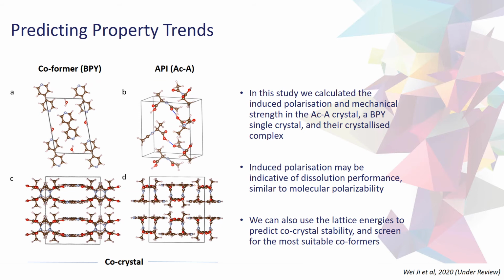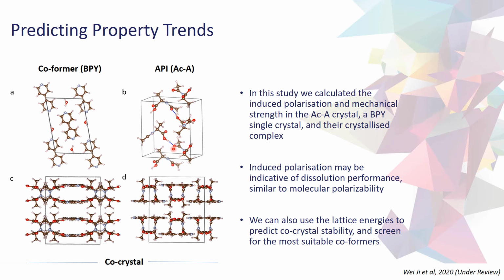So the second case study that I want to show is demonstrating exactly what the title of this section was, which is tracking properties from API crystal and coformer crystal to the final product. So in this case, our active pharmaceutical ingredient was N-acetyl-L-alanine. So it's just an alanine derivative. This is its single crystal. This is one molecule here, and you can see the blue lines just showing the hydrogen bonds between them.